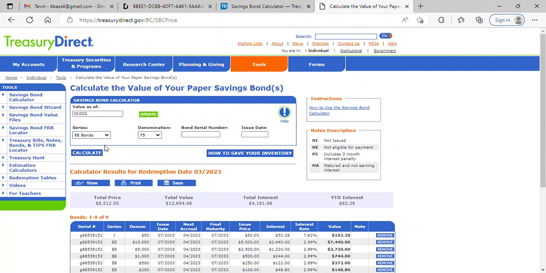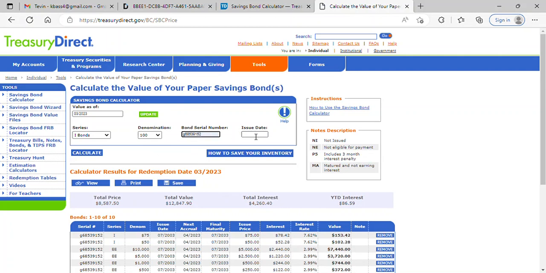In his case, he doesn't have the E bonds or the savings bonds because either the year is past. I'm pretty sure it's because the year is past, right? Because he was born in 2003. So we're going to go through and do all the denominations.